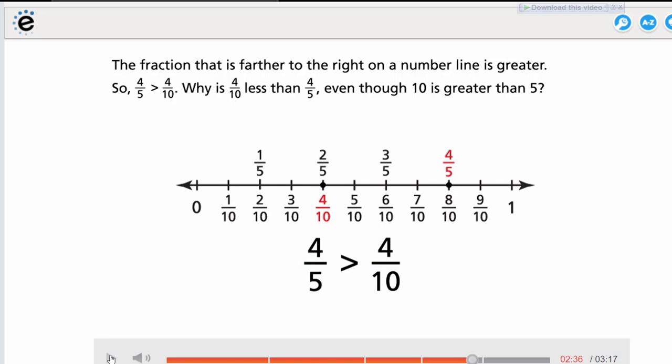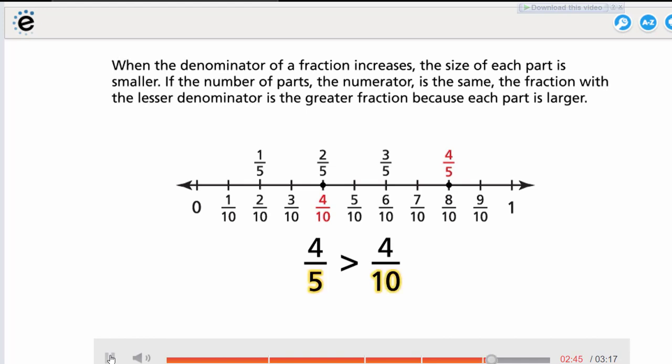Okay, before we move, my heroes, you need to focus that the numbers to the right are greater. So that's why 4/5 is more than 4/10. Why is 4/10 less than 4/5, even though 10 is greater than 5?